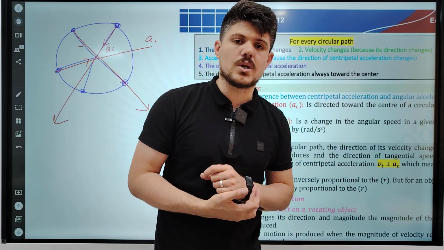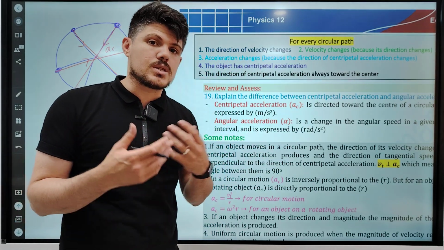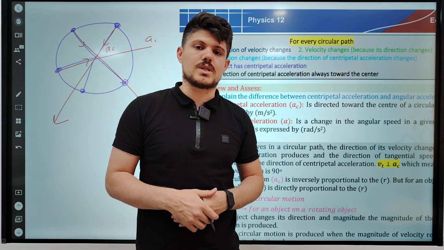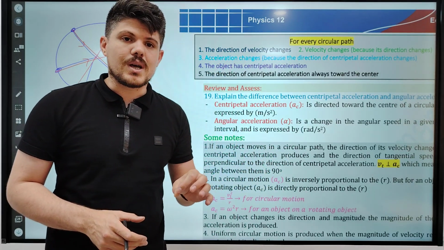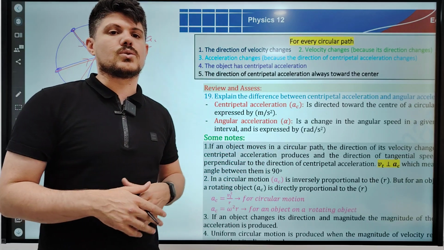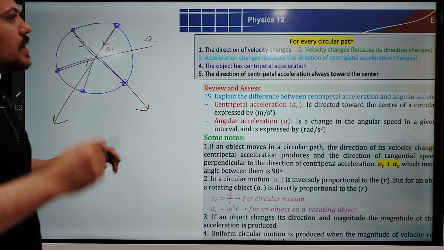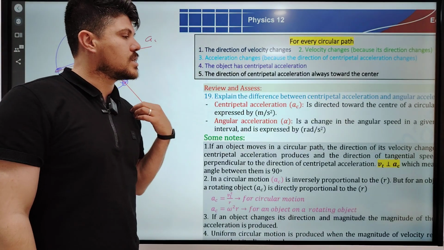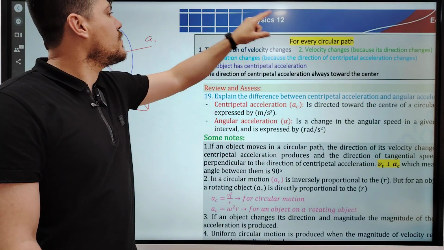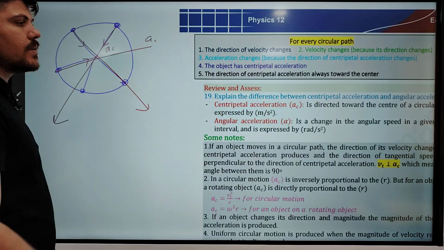Is acceleration constant in a circular path? No. The acceleration is not constant. Why? Because even if the magnitude doesn't change, its direction changes. As you know, every vector quantity has both magnitude and direction, and when either changes, the acceleration also changes. So for every circular motion, the object has a centripetal acceleration due to the variation of its direction. And for every circular path, the direction of the centripetal acceleration is always toward the center.